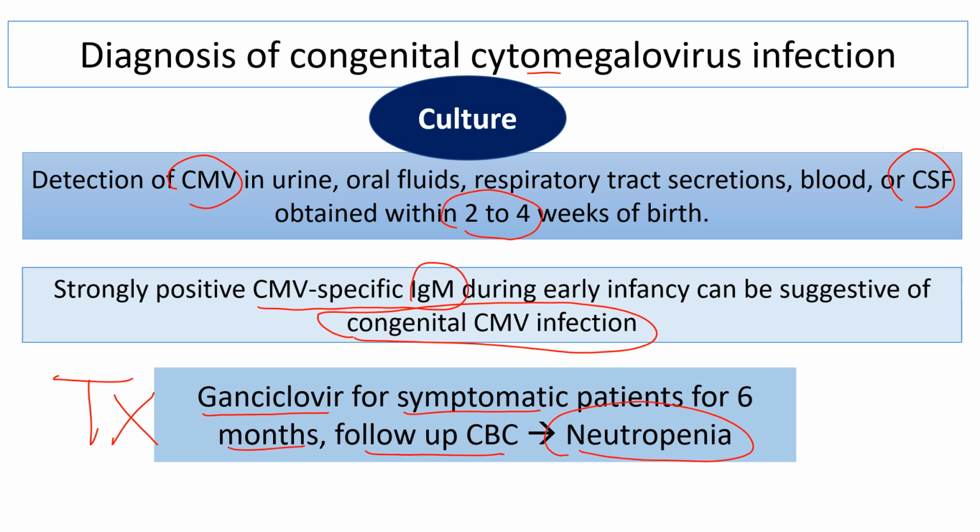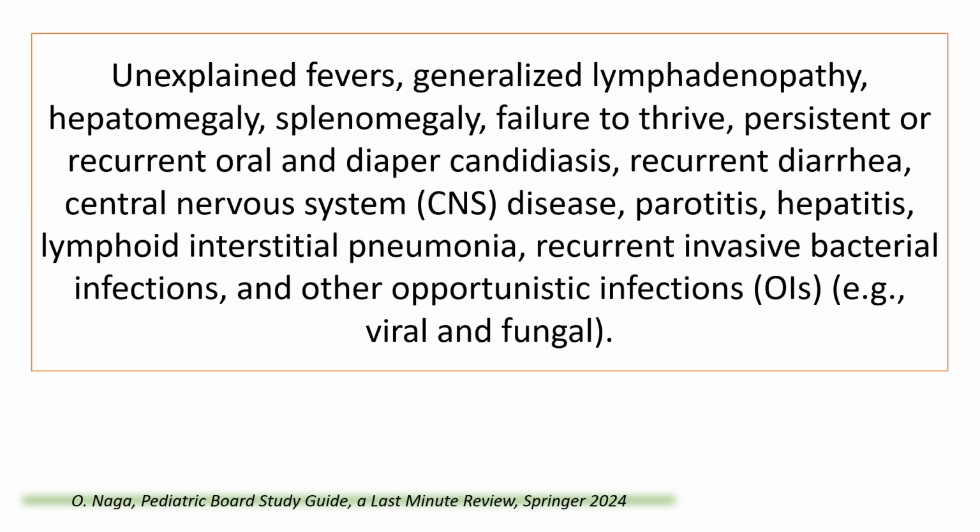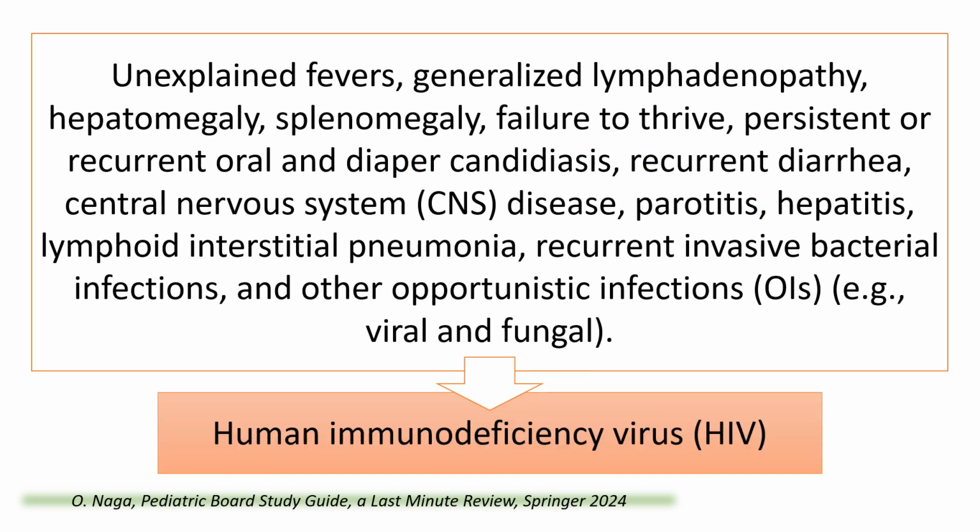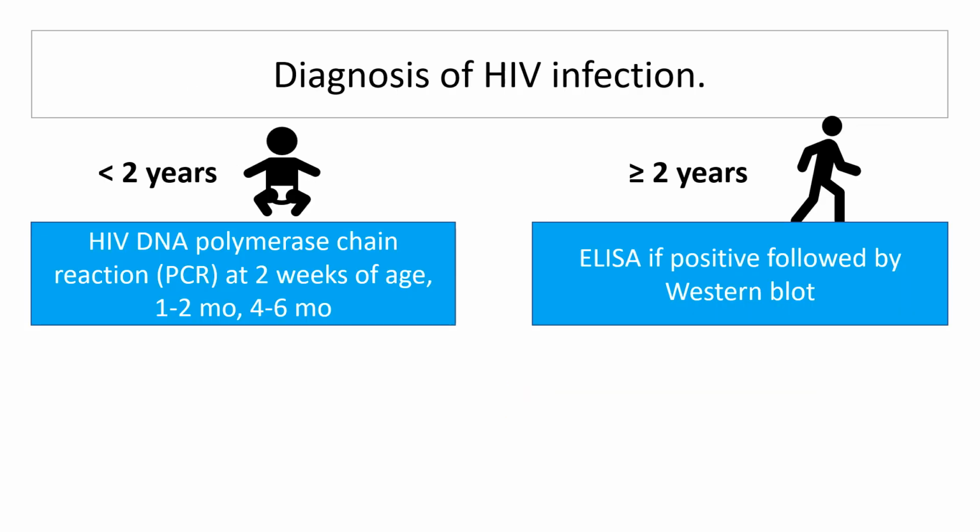This is critical. If you have a child or adolescent with unexplained fevers, generalized lymphadenopathy, hepatomegaly, splenomegaly, failure to thrive, persistent or recurrent oral and diaper candidiasis, recurrent diarrhea, central nervous system disease, parotitis, hepatitis, lymphoid interstitial pneumonia, recurrent invasive bacterial infections, and other opportunistic infections, for example, viral and fungal. What is the most likely cause? Human immunodeficiency virus, HIV.